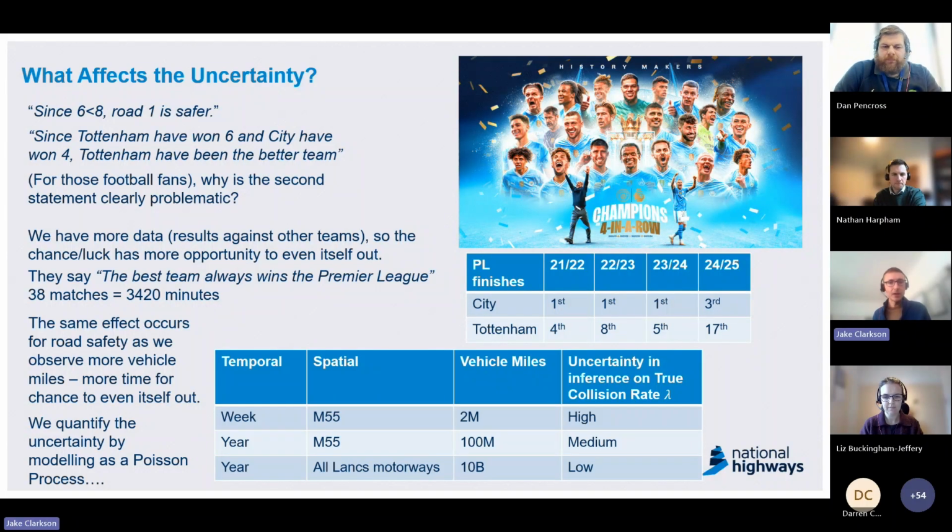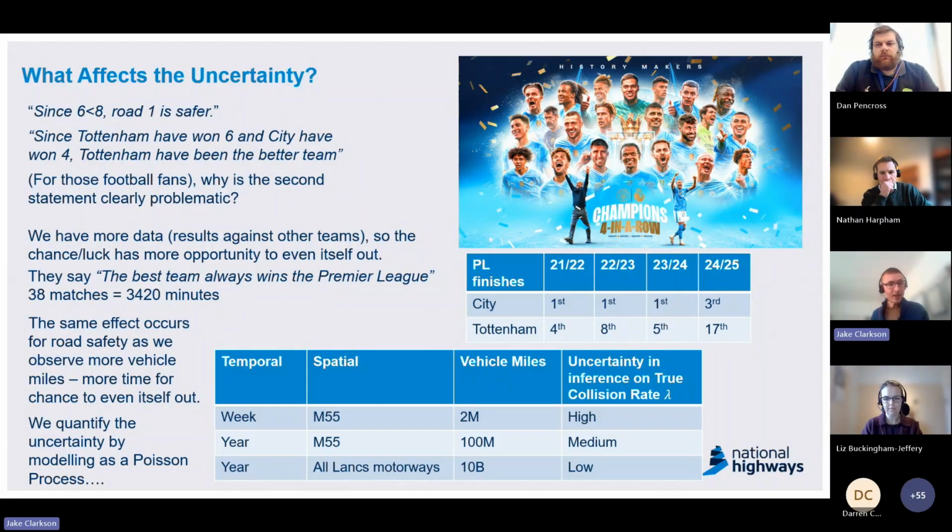So let's say in the first row, we're just looking at a single road, the M55, which is a smaller motorway connecting Blackpool and Preston. And we're just looking at it for a week. Suppose we see about 2 million vehicle miles. Then there's quite high uncertainty in any inference I would make about the true collision rate, which remember we called lambda in the last slide. The reason for that is that collisions are quite rare. So I've not really got enough vehicle miles for these external factors and random chance to even out. In other words, it's not guaranteed that the collision rate I calculate from the 2 million vehicle miles of data is a good reflection of the true collision rate.